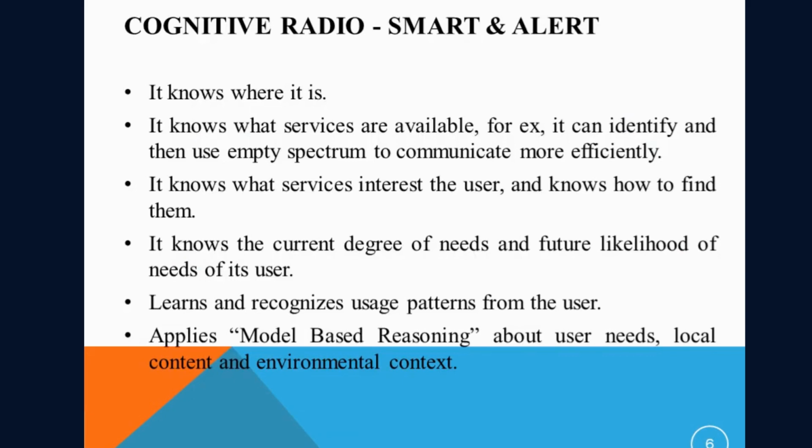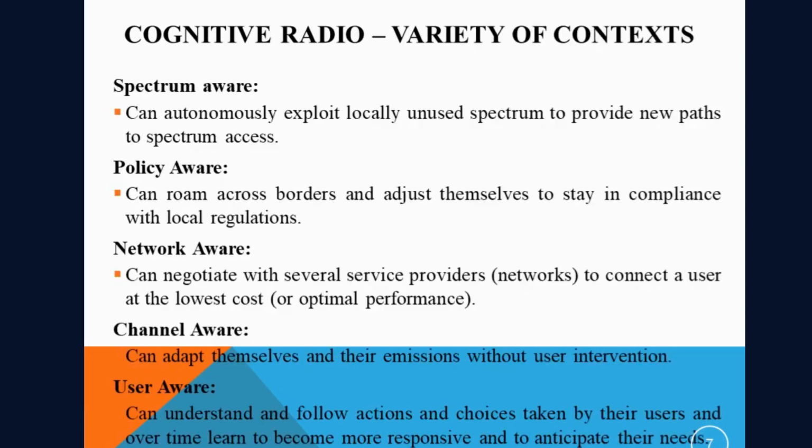We know that cognitive radio is smart and alert because it knows where it is, it knows what services are available, it knows what services will interest the user, what are the current degree of needs and the future needs of the user. It can learn and recognize the usage patterns from the user, and it also applies model-based reasoning. There are a variety of contexts in which cognitive radio can be analyzed. It can be spectrum aware, policy aware, network aware, channel aware and also user aware.